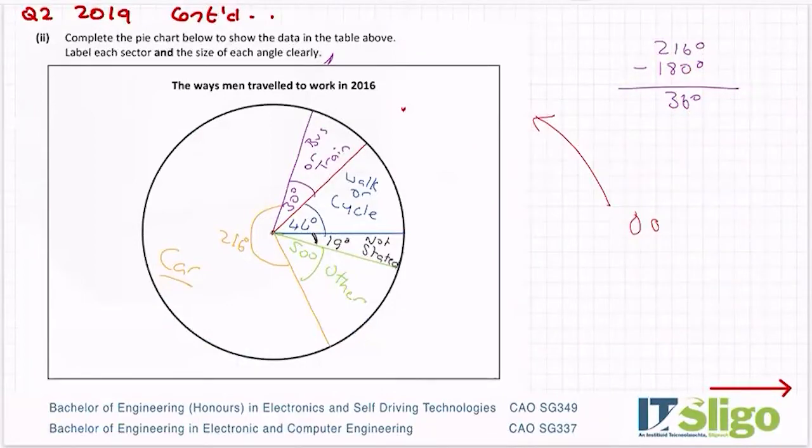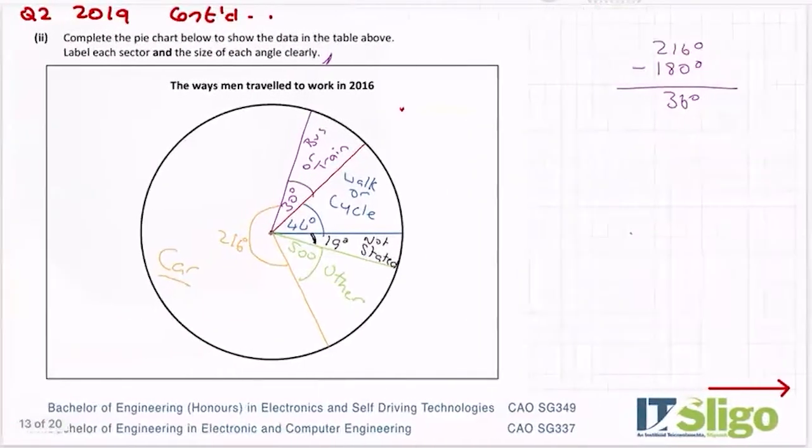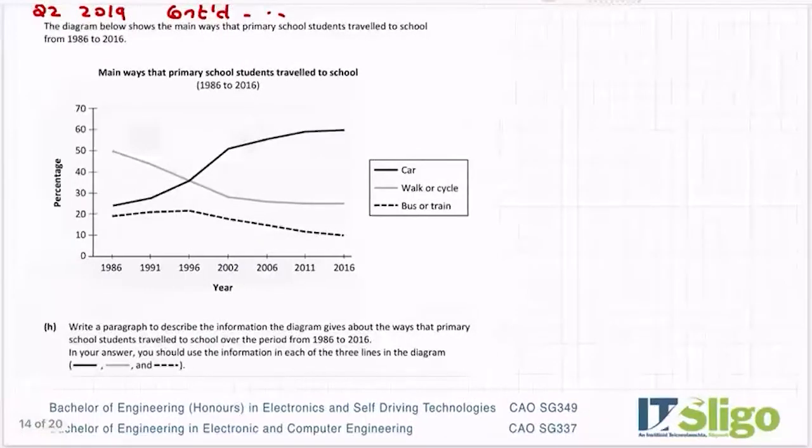Okay, so that is your pie chart. Label each sector, that's what we've done with the car, the other, the not stated, the walk, cycle, the bus or train, and the size of each angle clearly. Okay, so I hope that's okay. That's your pie chart. Okay, and the question just keeps on going. Okay, so this is the last part of it, which is part H.